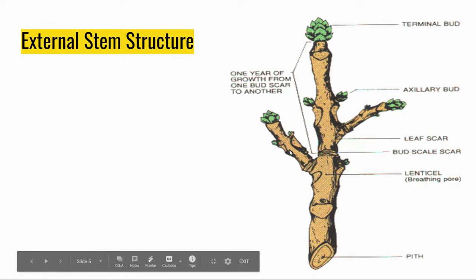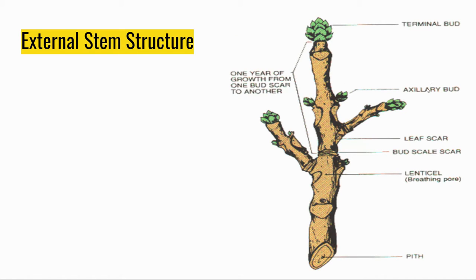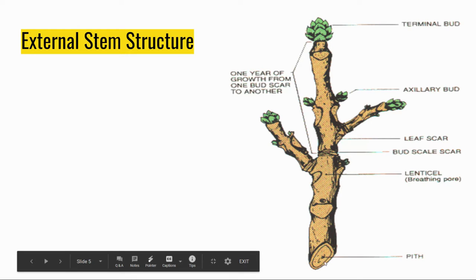So we can see some of those different vocab terms put to use here in this diagram. Your terminal bud, of course, at the end of the stem. You can see axillary buds that are on the side of the stem. Leaf scar, okay, obviously there was a leaf here at some point. Bud scale scar, there's a scar here where buds once were. And then you can see breathing pores and the pith, which we'll get to here in just a little bit.